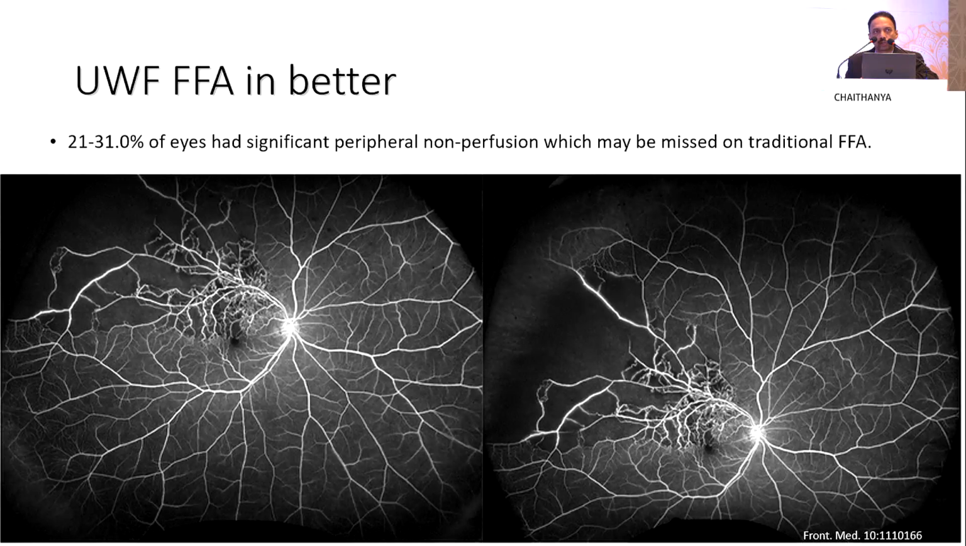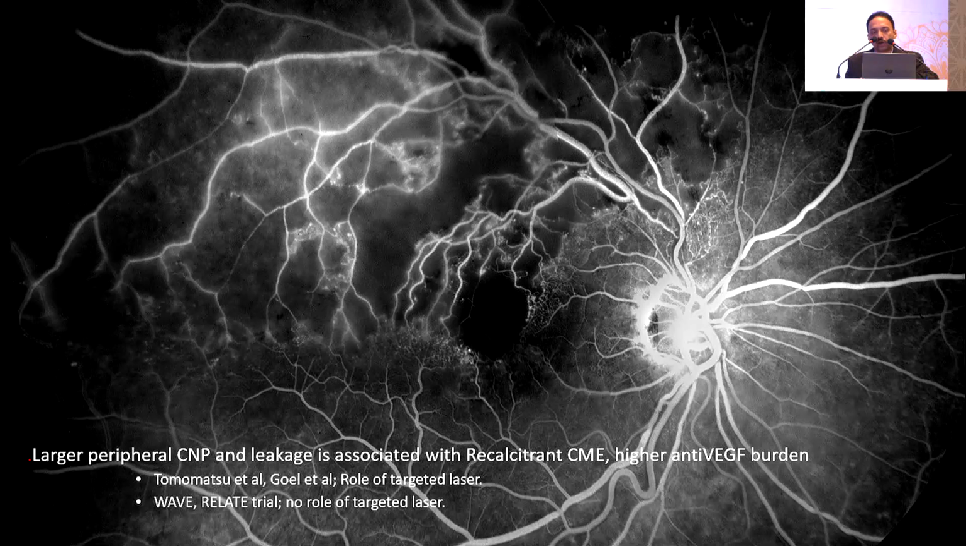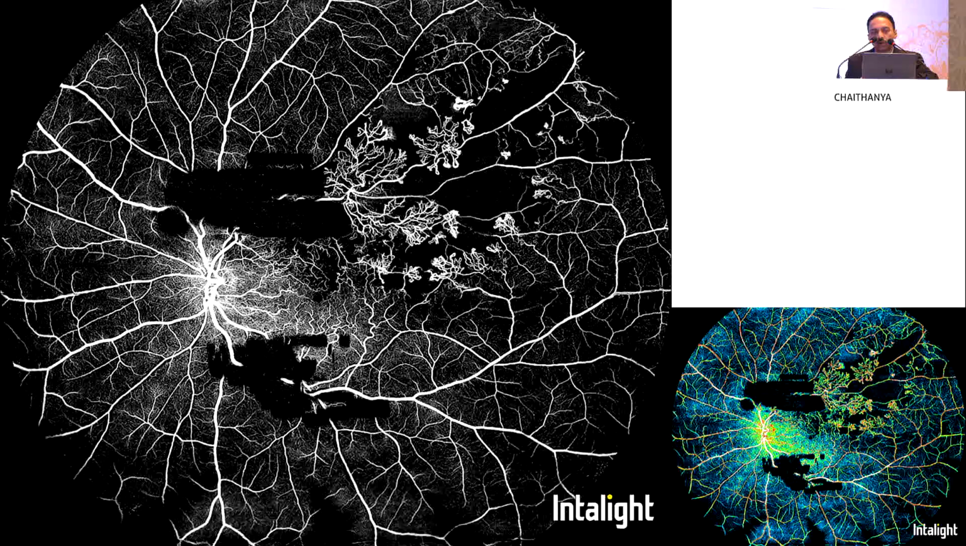We have also understood that ultra-wide field imaging is very useful in these patients because there is a lot more ischemia that we pick up on these imaging systems. There is an ischemic index, which if it is between 35 to 45%, is strongly suggestive of ischemic vein occlusion and poor prognosis. And these large CNP areas are associated with recalcitrant macular edema and higher anti-VEGF burden.